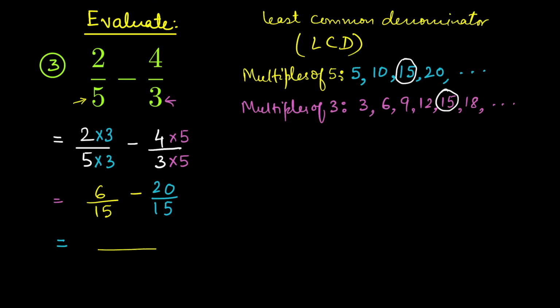Now we can directly write 15 here, and then in the numerator, the first one is 6, then the minus, and then 20. So we write the answer: 6 minus 20 is minus 14 over 15. This will be the answer, and you can see that 14 and 15 do not have any common divisor, so we just leave the answer as it is.